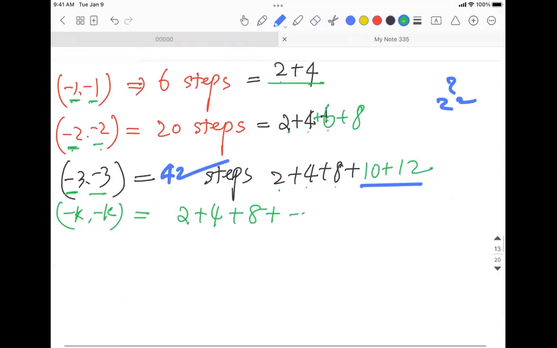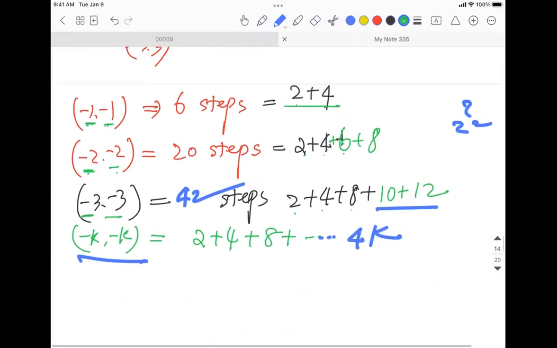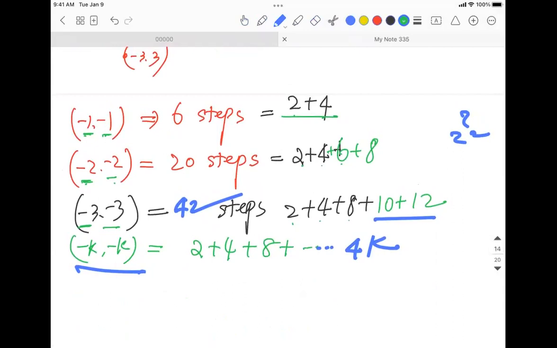So that being said, if you want to go to -k point, you're probably going to do 2 plus 4 plus 6 plus 8 all the way to 4k. Now, this pattern might not be so conspicuous, but if you're not so confident, you can basically list out more terms. You always do the even numbers, all the way you're going to stop at 4k.